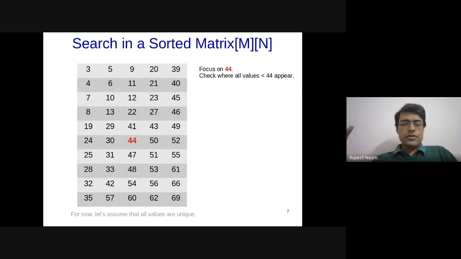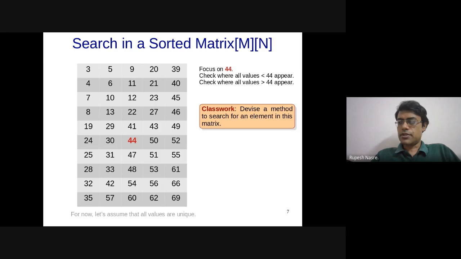Okay, so all the values less than 44 appear in the left top corner of 44. Right? So that is given, that is okay in that particular quadrant. 3, 5, 9, 4, 6, 11 up to 24, 30, 44. These are the only values possible less than or equal to 44. And greater values can be in the remaining 3. Right? So that is important. So now we want you to devise a method to search for an element in this matrix.